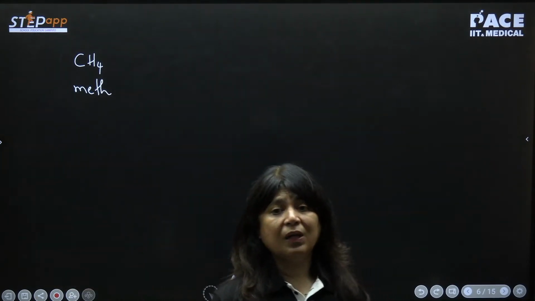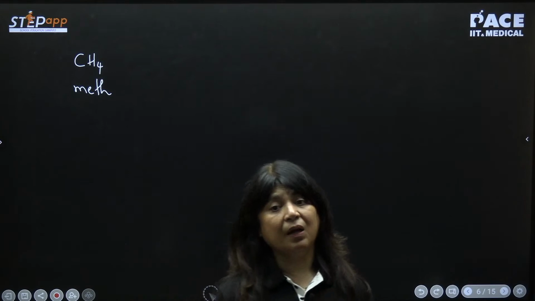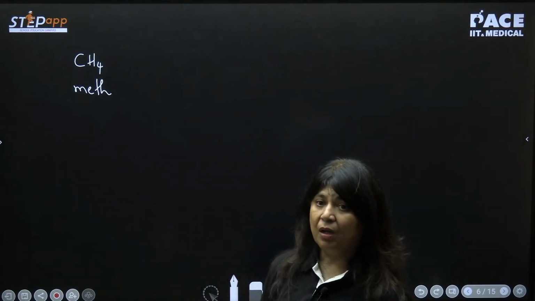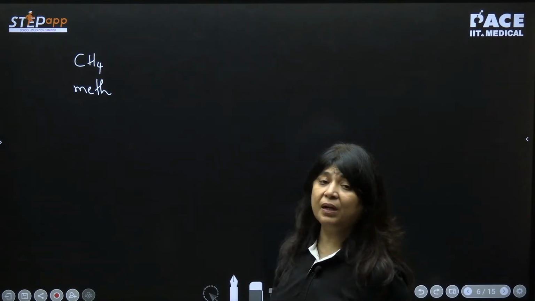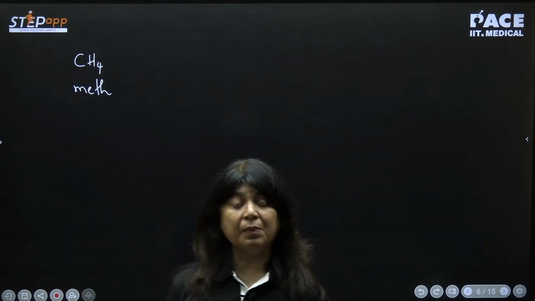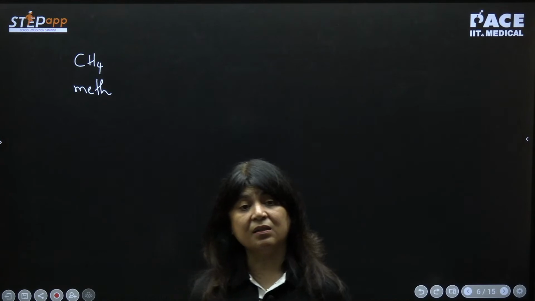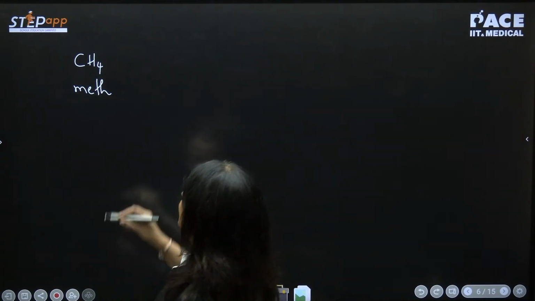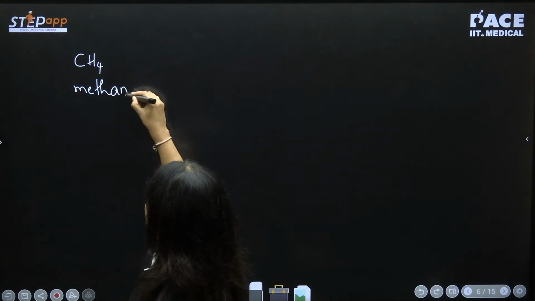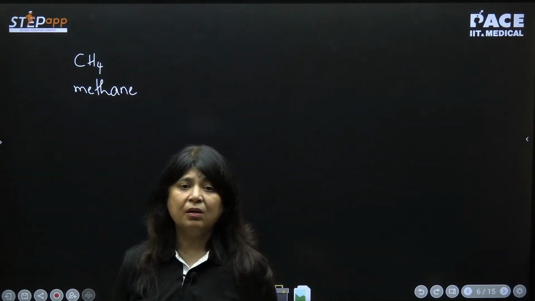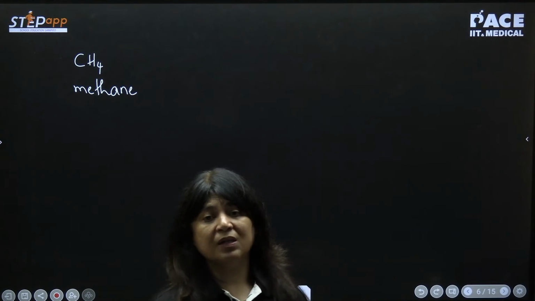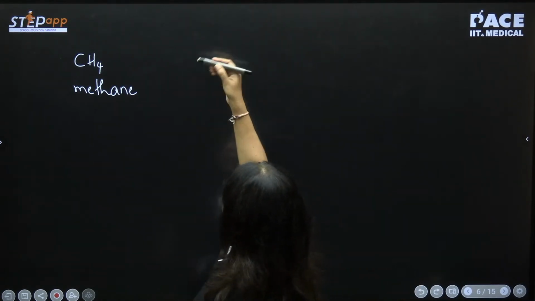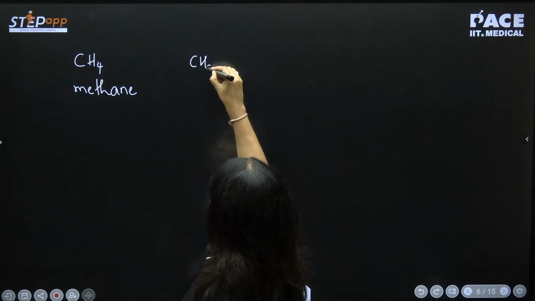Now this compound doesn't have any carbon-carbon double bond, neither does it have any carbon-carbon triple bond. So the compound is going to be classified as a saturated compound. For a saturated compound, the primary suffix which I am going to use here is "ane". So the IUPAC name for this compound is methane. Okay. Now the next organic compound will have two carbon atoms.